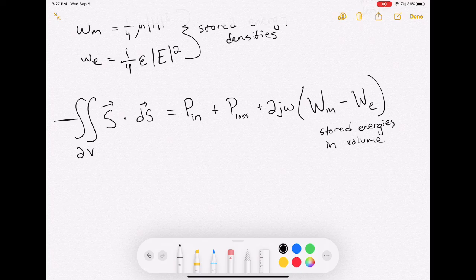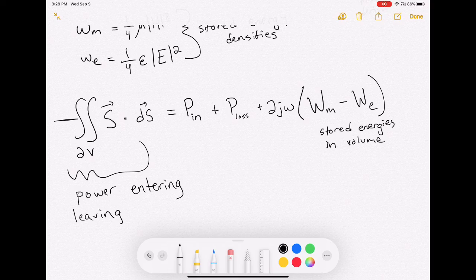The thing that's left is the Poynting vector. And that is power entering or leaving the volume in a wave. All right, so this is the complex Poynting vector, right? So this left-hand term is complex.